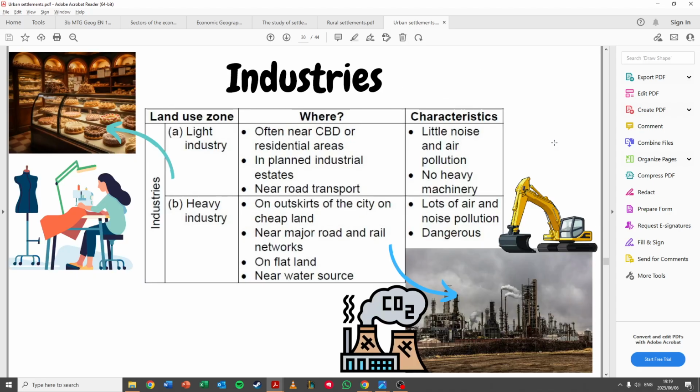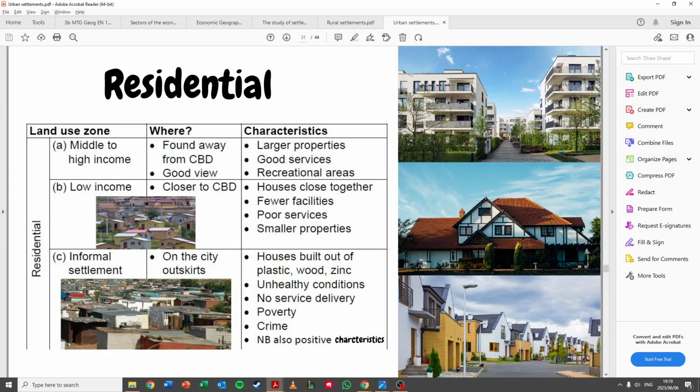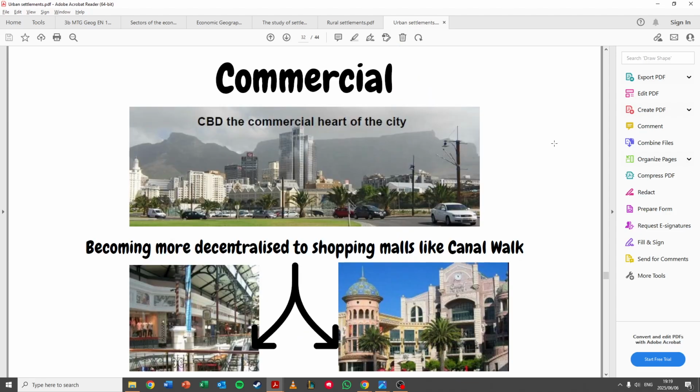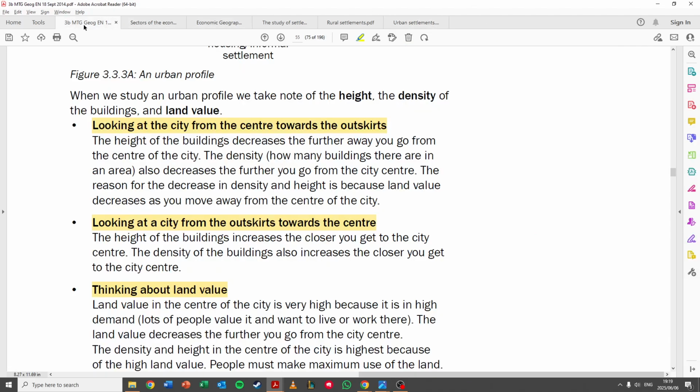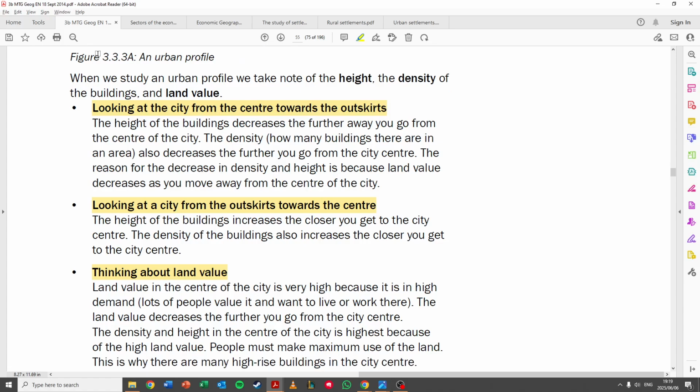Please remember that you need to know where they are and what they look like. They might ask you something like this that you actually have to mention in your exam. Okay, now when we start an urban profile, we take note of a few things, such as the height of buildings, the density of the buildings, as well as the land value.